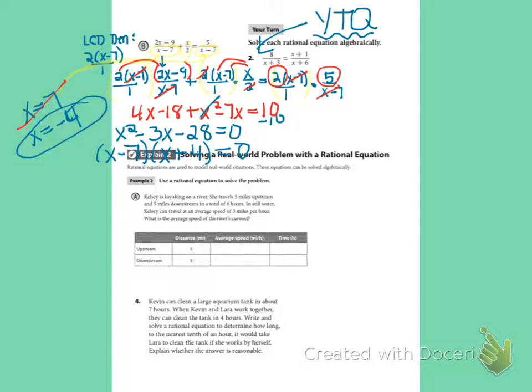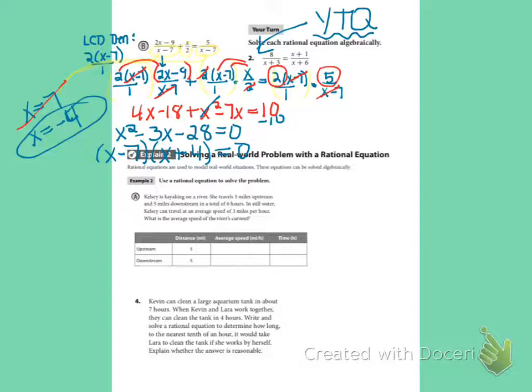So I've created this table that's going to help us come up with all the pertinent information here that we need to write our equation, and then now we know how to solve a rational equation, so we'll go ahead and use our strategies there. But the first thing is the distance. So it said that she travels 5 miles upstream and 5 miles downstream. And so I went ahead and filled in upstream and downstream distance of 5 miles.